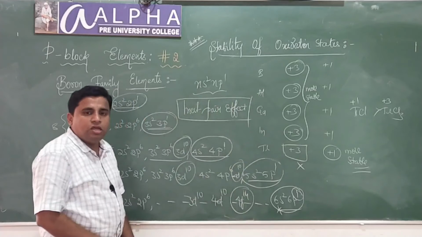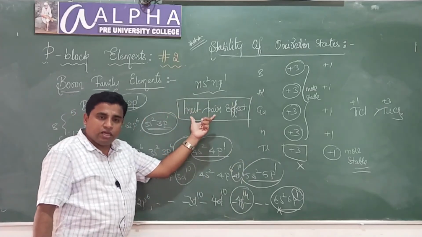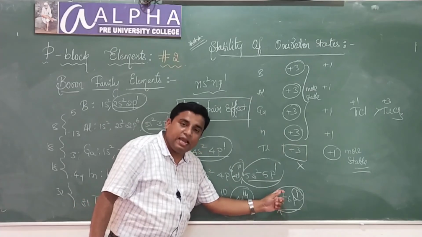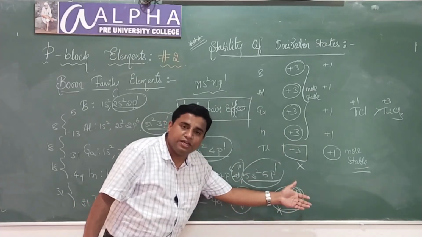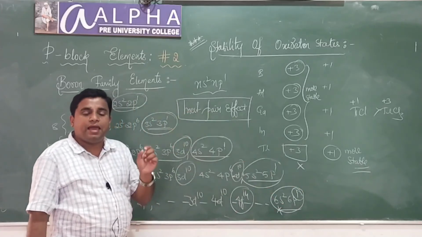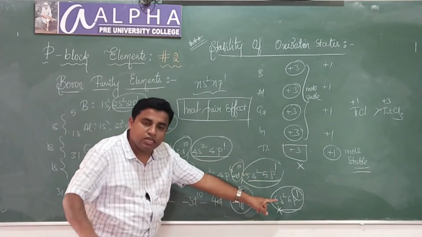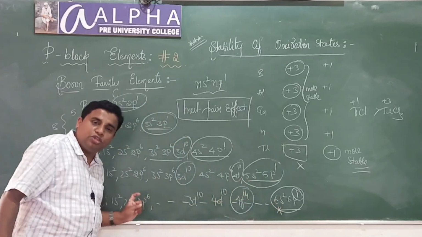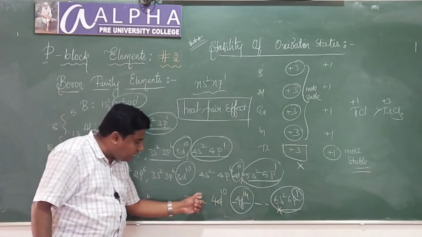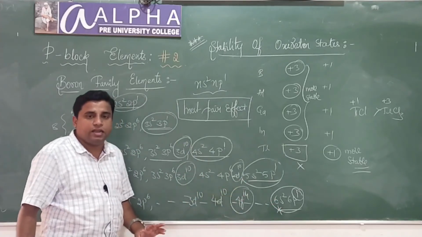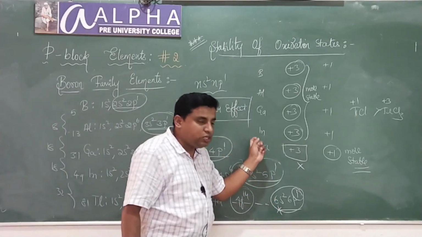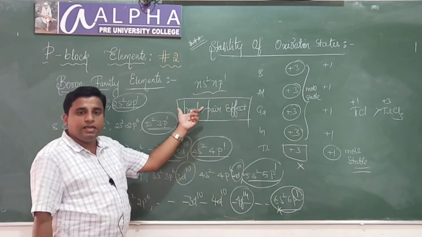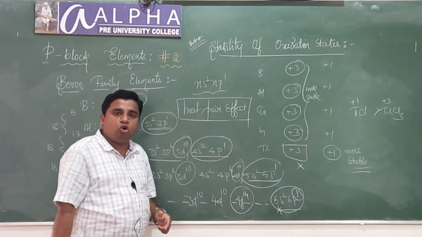Understood? So what is the inert pair effect? The reluctance of the inner s electrons towards bond formation is called the inert pair effect. The s electrons will not participate in any bond formation because they are tightly held to the nucleus due to the poor shielding effect of d and f orbitals. Therefore, thallium can exhibit only the +1 oxidation state. So what is this effect called? Inert pair effect. Guys, hope you have understood.